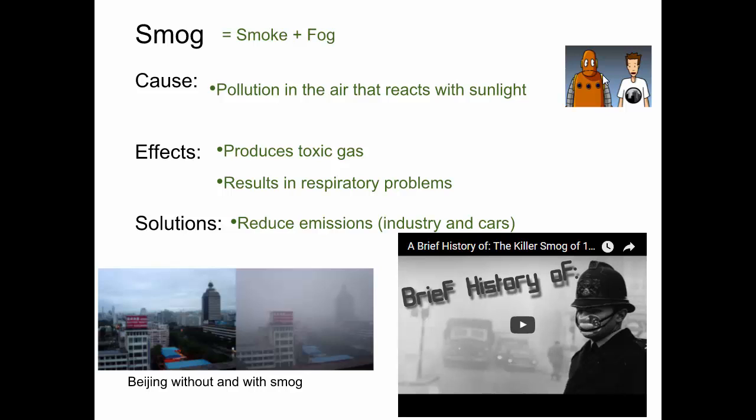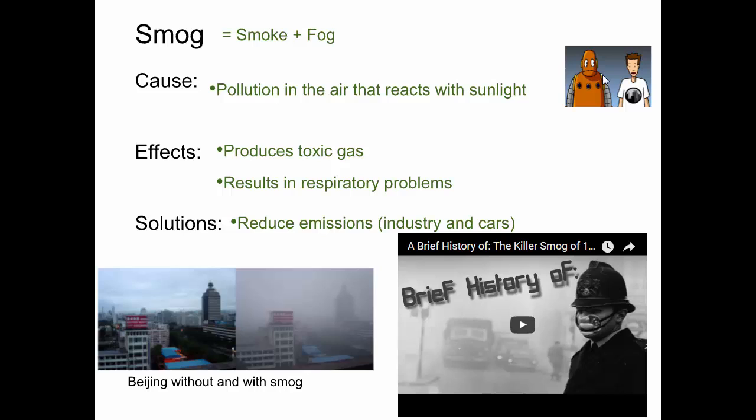In fact, every year, cars need to be inspected. You may know your parents bring your car to be inspected every year. And they have to test what's coming out of the tailpipe and see if it meets the standards. And if it doesn't, your car doesn't pass inspection, you can't drive it. That's to help reduce these issues of air pollution such as smog.